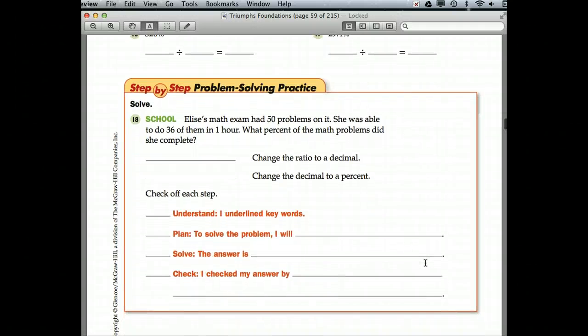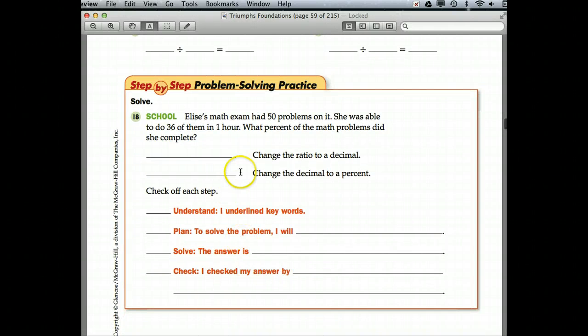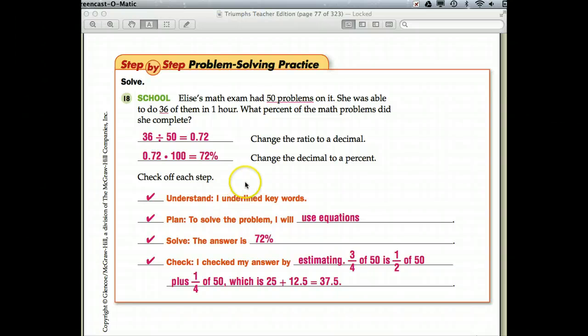So again, I need you to pause the video and make sure you underline keywords or write your keywords down, what your plan is going to be, how you're going to solve it, and then how you checked your answer. Come back in a little bit and you can check your answers. Okay, so do we know what they're asking us to do? What percent of math problems did she complete? All right. So we're going to use equations. She had a math exam that had 50 problems on it, and she was able to do 36 of them in an hour. What percent did she complete?